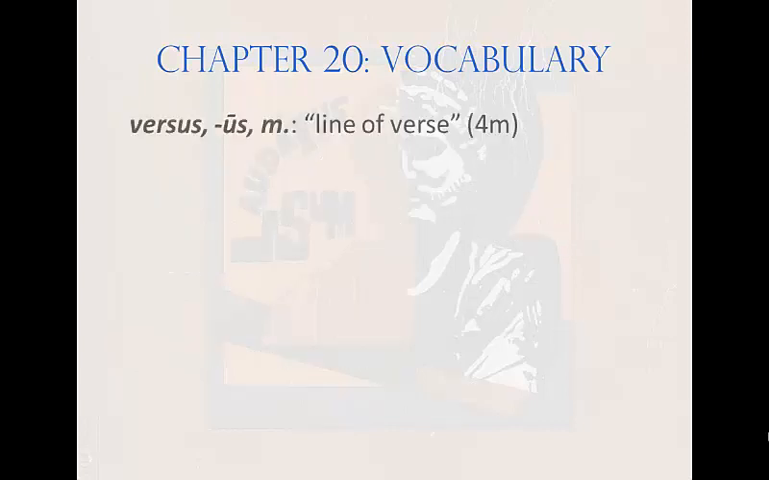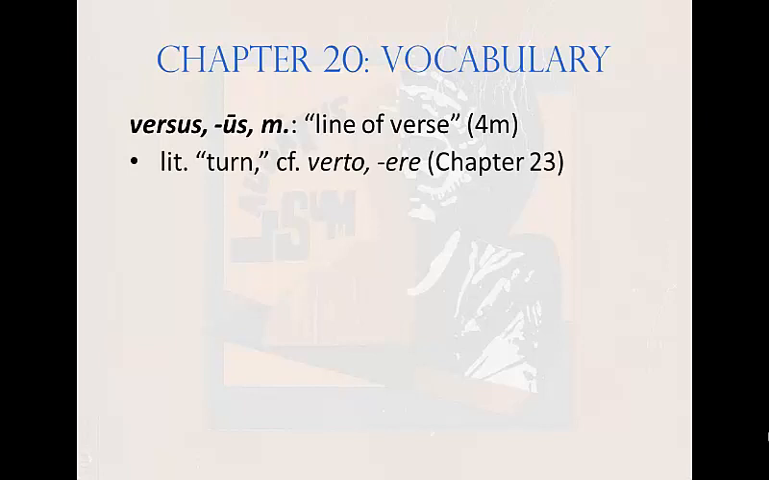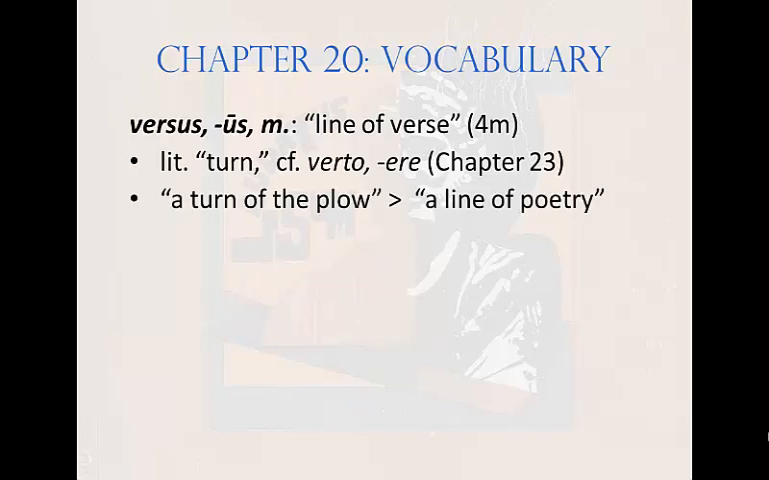The next word is versus versus, masculine, meaning line of verse. It's a fourth declension masculine noun. Versus comes from a base seen also in the verb verto vertere, meaning turn. We'll learn that verb later. Versus originally meant the turn of a plow when a farmer begins a new furrow. To the Romans, lines of poetry stacked up on top of each other looked like furrows, and thus the word versus came to have the meaning a line of verse.